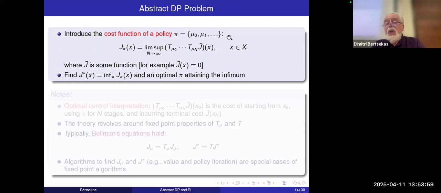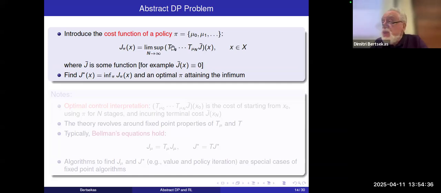The cost function of a policy is obtained by taking the limit of this expression here. And J bar is some function, for example, J bar equal to 0. If you look at this expression, it represents the cost over a finite number of stages using this policy, stages from 0 to n, as a function of the initial state. So this expression for the cost of the policy is the limit of the finite horizon cost of the policy as the horizon goes to infinity.